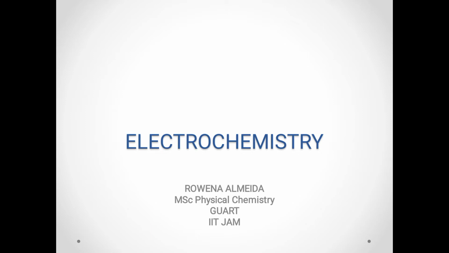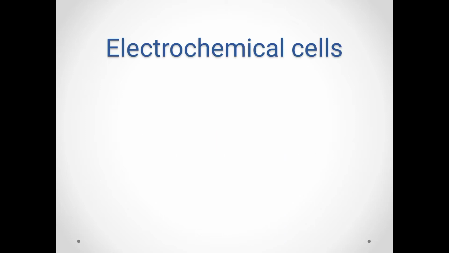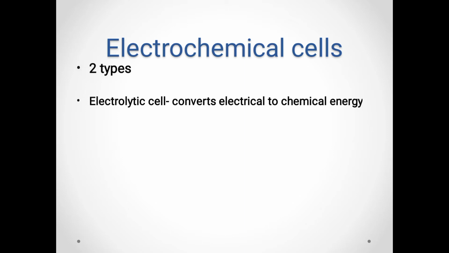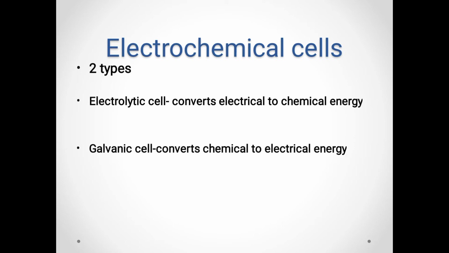Today we will be discussing some important points on electrochemistry. Let's get started. First we discuss the electrochemical cells. There are two types of electrochemical cells. One is an electrolytic cell that converts electrical energy into chemical energy, and the second is a galvanic cell that converts chemical energy to electrical energy.